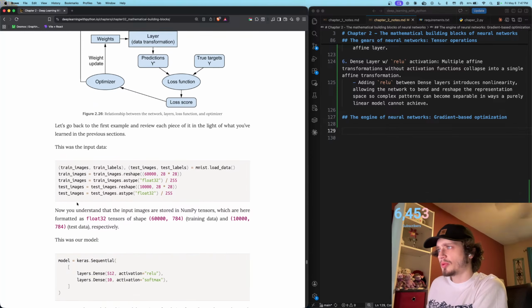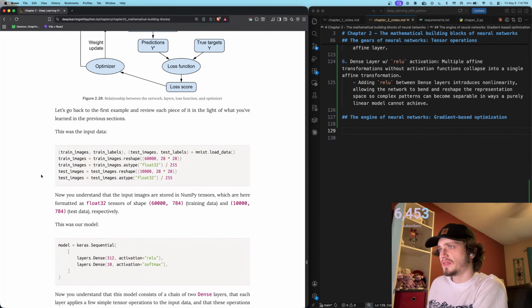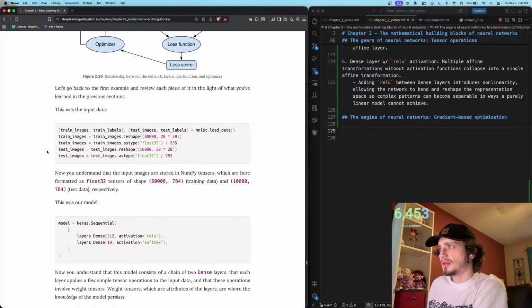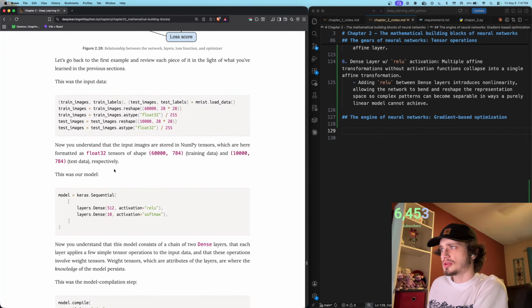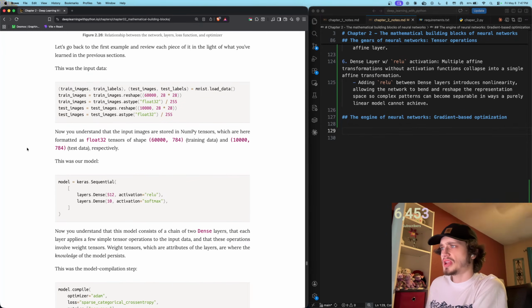Let's go back to the first example and review each piece of it and highlight what you've learned in the previous sections. This was the input data, where from the MNIST dataset we load data for training images and labels and test images and labels. We reshape, and then we change the type of each of those training and testing images. Now you understand that the images are stored in NumPy tensors, which are here formatted as float32 tensors of shape 60,000 by 784 for training data and 10,000 by 784 for testing data respectively.